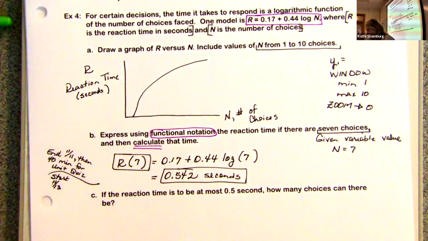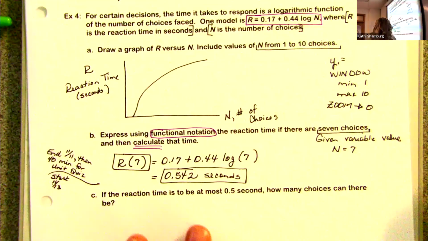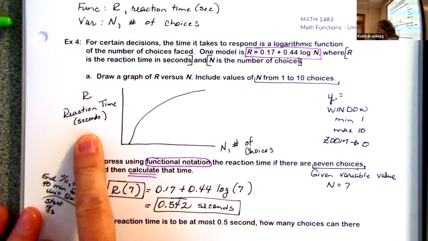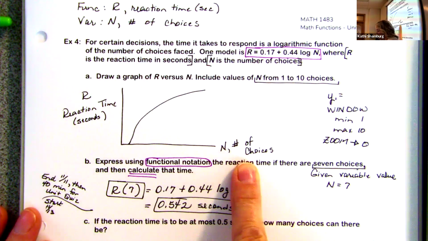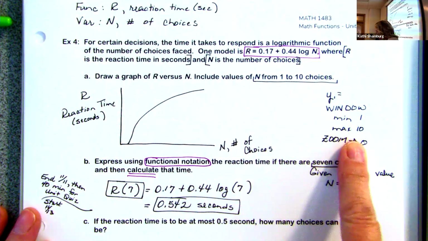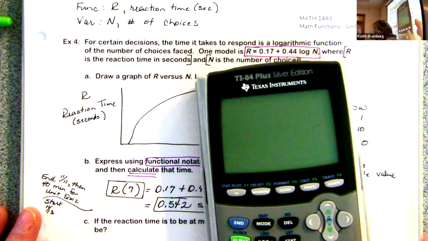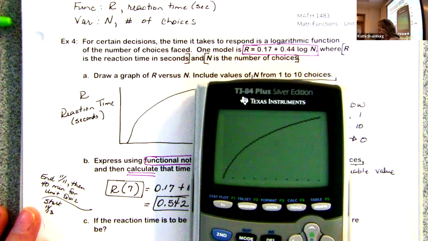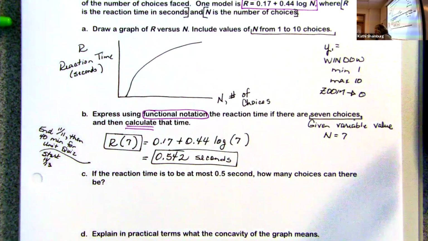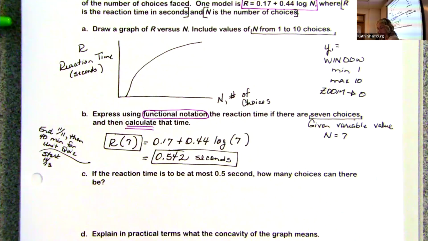Okay, so we are looking at this situation where we have reaction time in seconds. N is our number of choices. So here's our equation. The window is 1 to 10, and so it looks like this in your calculator. And then we looked at part B and they gave us 7 choices, which is the variable value. We plugged it in and found 0.542 seconds.